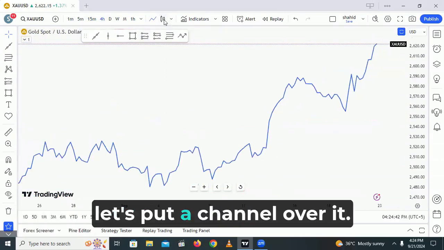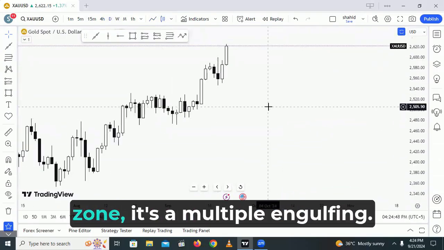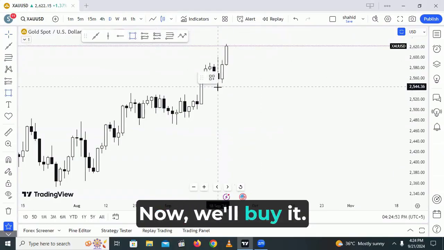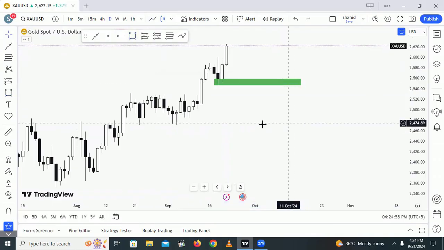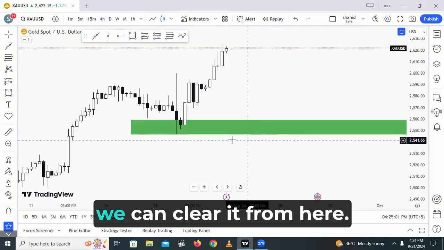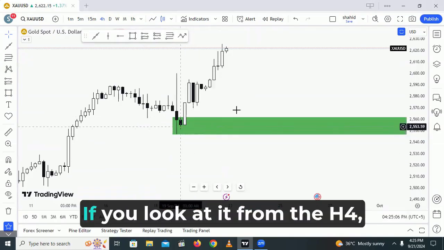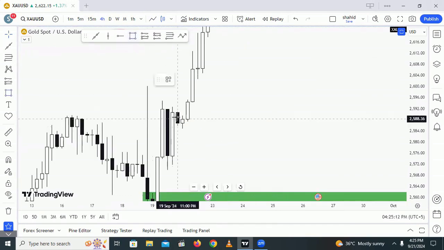All right, let's put a channel over it. We've marked the zone here. If the market comes to this zone, it's a multiple engulfing. So we'll buy it from here. Now we'll buy it. When the market comes here, we can clear it from here. This channel has engulfed another channel. If you look at it from the H4, there is an engulfing pattern here.